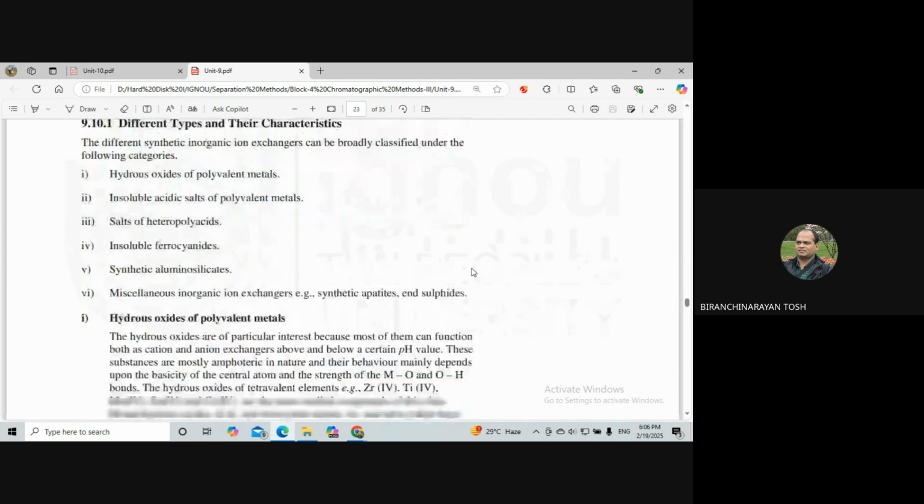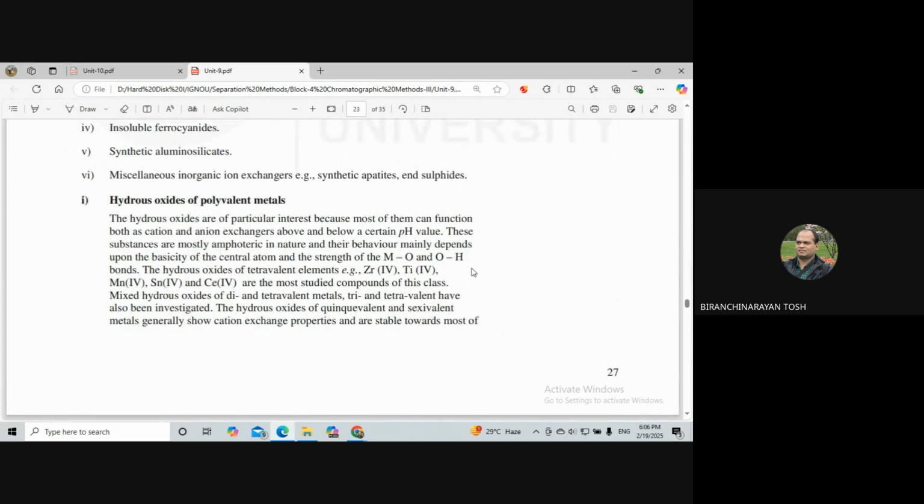So hydrous oxides of polyvalent metals like manganese, tin, cerium. These are the most studied compounds. Zirconium and titanium are also in this class. Mixed hydrous oxides of di- and trivalent metals, tri- and tetravalent metals have also been investigated. The hydrous oxides of quinquevalent and sexivalent metals generally show cation exchange properties and are stable towards most of the commonly used reagents.